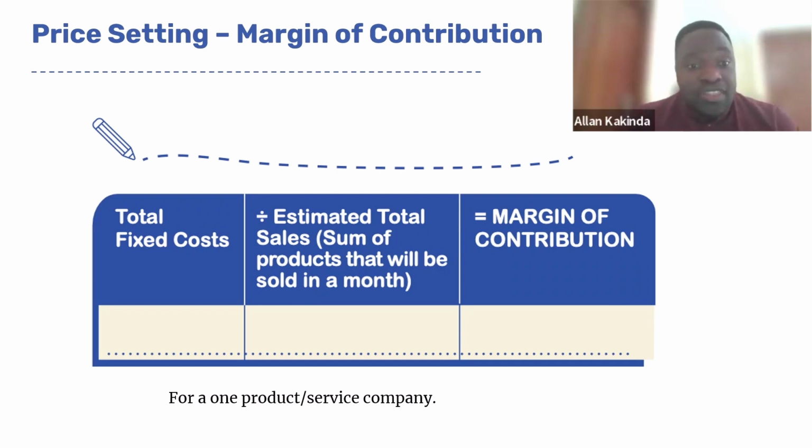So now that you've computed the variable costs, now we need to look at the margin of contribution. And this can be different. I'm going to use a different template for different products. So for example, if you had only one product, that would be very simple. You'd get the total fixed costs that you've computed, enter it here, get the estimated total sales of that product that will be in a month, enter it here, and then divide the total fixed cost by total estimate of sales to get the margin of contribution.